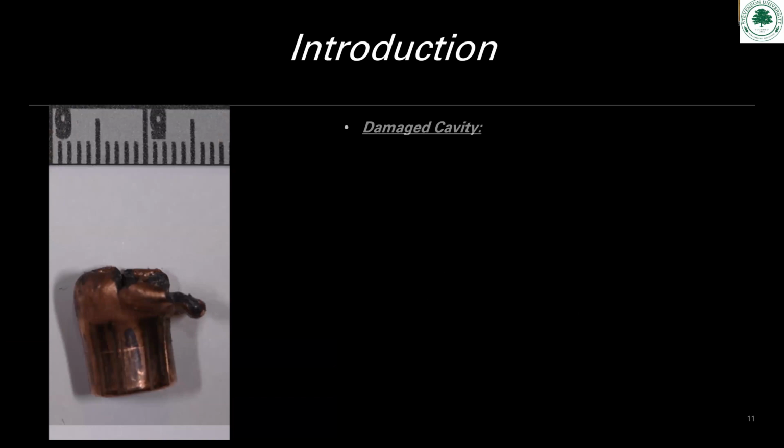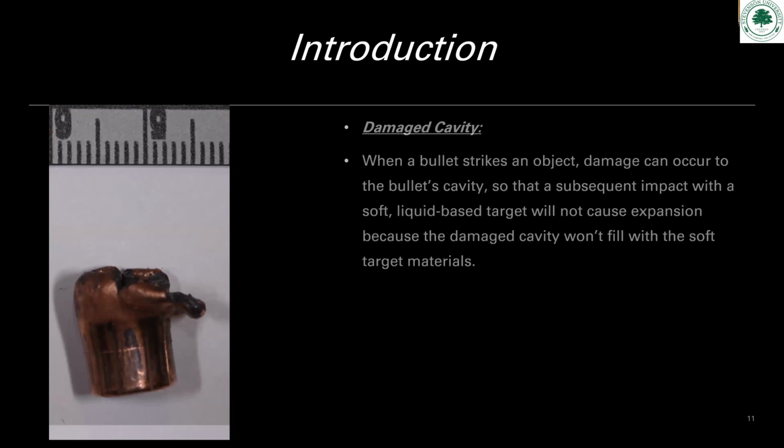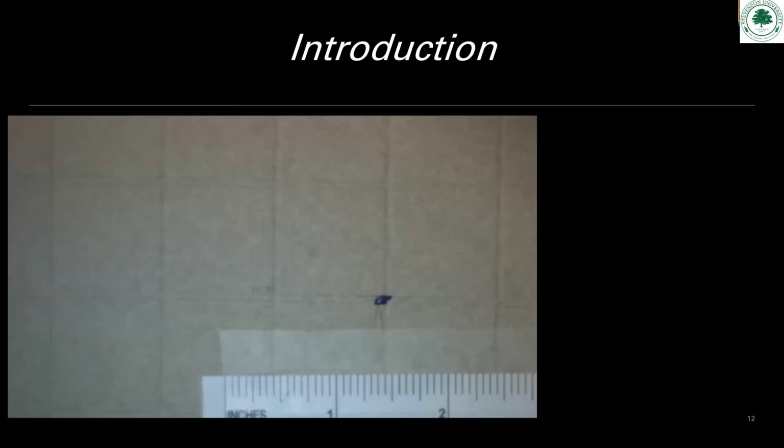Now, a damaged cavity can also be a reason for expansion failure, right? When a bullet strikes an object and it damages the cavity, it can't fill with that soft liquid-based material.